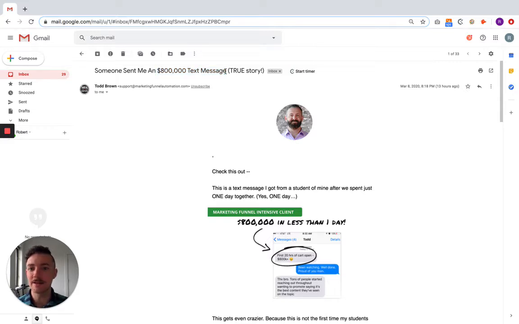And then you immediately probably have this reaction of, okay, that sounds unbelievable. So he counters that objection pretty immediately with this phrase in parentheses, true story, right? So this is mainly hitting on curiosity, but pretty heavily, because the concept of an $800,000 text message is specific and very unique and there's a lot of credibility built in.